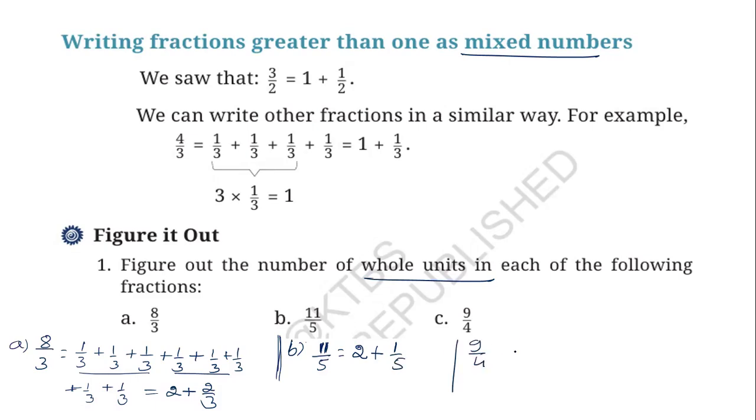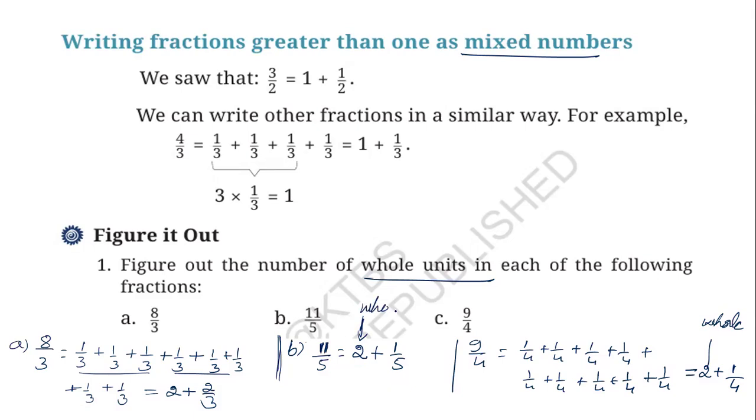9 by 4. That means 1 by 4 plus 1 by 4 plus 1 by 4 plus 1 by 4, that is 1 unit. Then 1 by 4 plus 1 by 4 plus 1 by 4 plus 1 by 4, another unit, plus 1 by 4. That means 2 plus 1 by 4, 2 whole units. This is a whole unit. Here also 2 whole units.